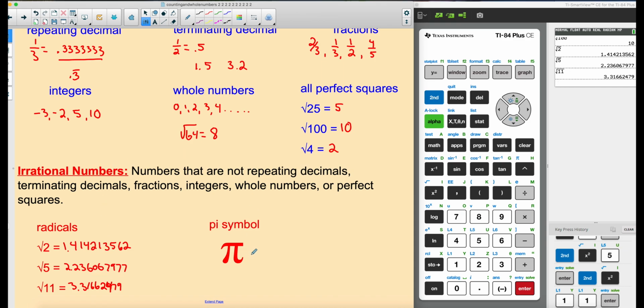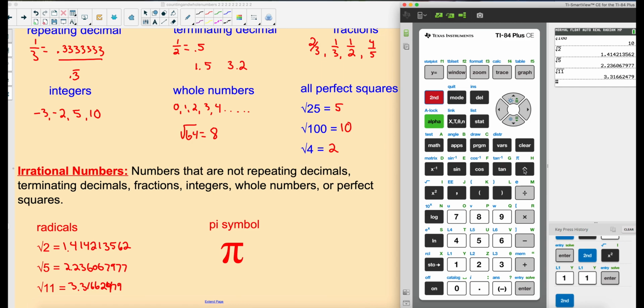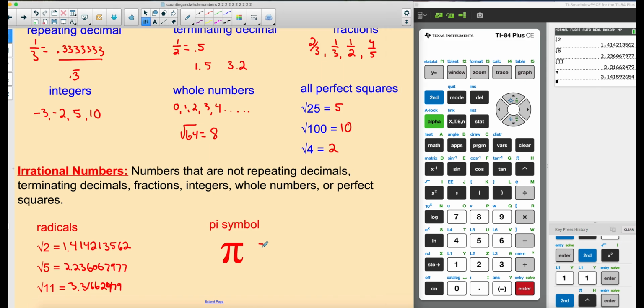Always. And then last, anything with the pi symbol. And why is pi irrational? Well, guys, go to your calculator. Hit second. The pi button's right here. Notice you get the pi symbol. You hit enter. There you go. What's the pi number? 3.141592, right? And it goes on. It goes more than that. It's just the calculator's not showing you more. That's irrational.